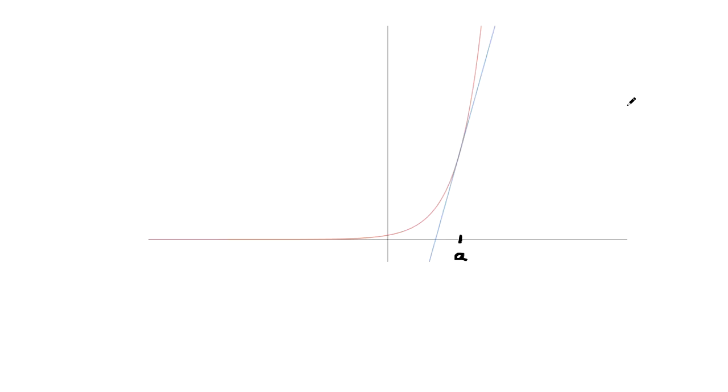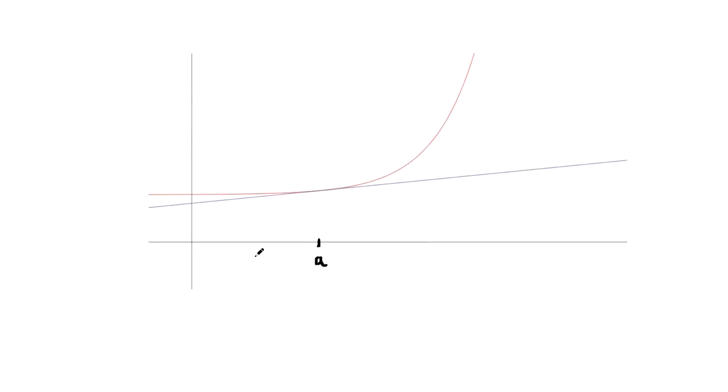If the slope of the tangent line at x equals a is small, then the graph is not steep at x equals a, and the y values are increasing slowly with respect to x. So here's an example. Here's our function f, and the blue tangent line at x equals a. Here the slope of the tangent line is very low. So the function is increasing very slowly near x equals a.